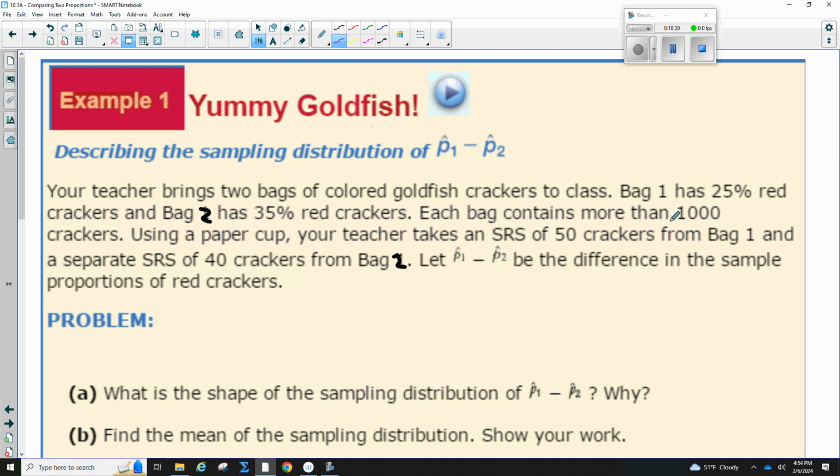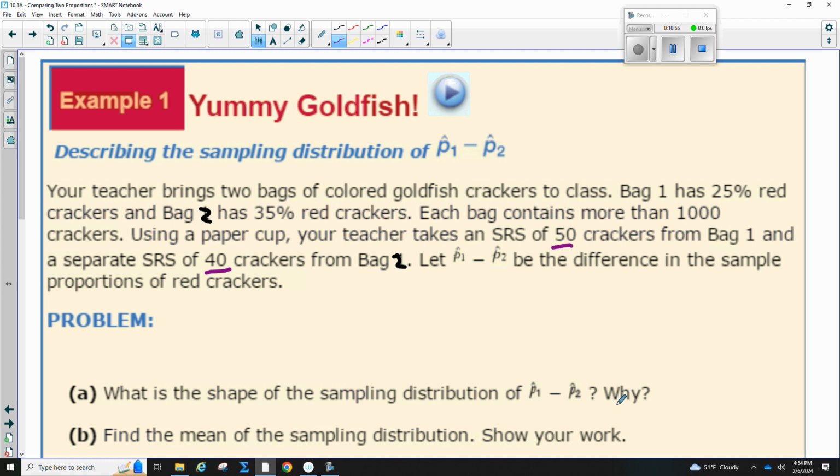Using a paper cup, your teacher takes an SRS of 50 crackers from bag one and a separate SRS of 40 crackers from bag two. Let p-hat one minus p-hat two be the difference in the sample proportion of red crackers. What is the shape of the sampling distribution and why?